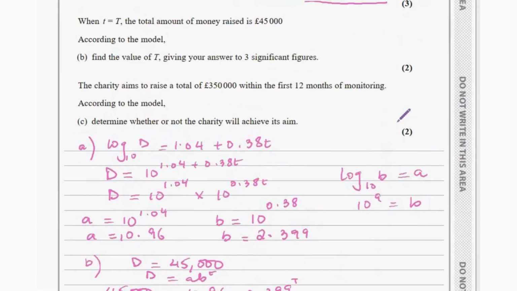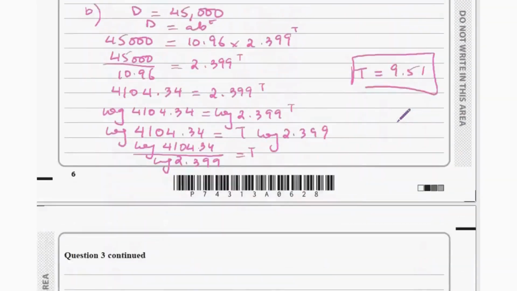Then it says the charity aims to raise a total of £350,000 within the first 12 months of monitoring. According to the model, determine whether or not the charity will achieve its aim. So there are two ways of doing this. Either you find if they're getting the same value, or you put it equal to the given value and then see whether both sides are going to be equal or not. So if we do that, we're saying that the equation will equal 350,000. And we have to see whether we're getting a value of 12 for t or not.